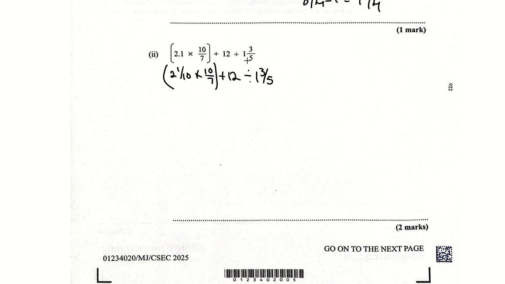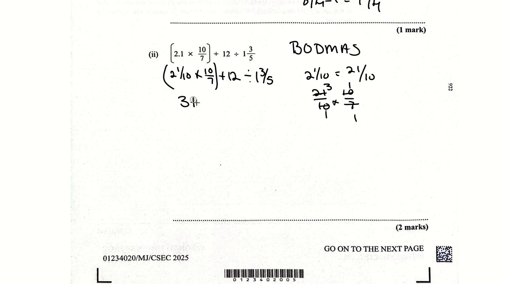Again, we have several different operations in one question, so we're going to apply BODMAS. You're doing brackets first. So 2 and 1 over 10 is 21 over 10. So 21 over 10 multiplied by 10 over 7. 10 to 10, 1; 10 to 10, 1; 7 to 7, 1; 7 into 21 is 3. So this is going to be 3 plus 12 divided by 1 and 3 over 5.